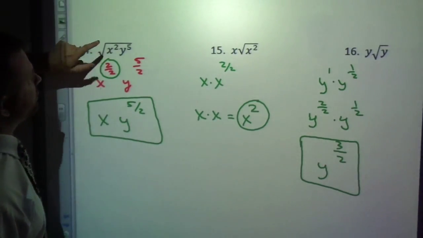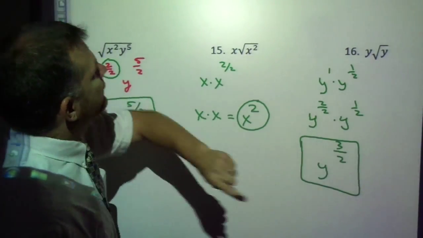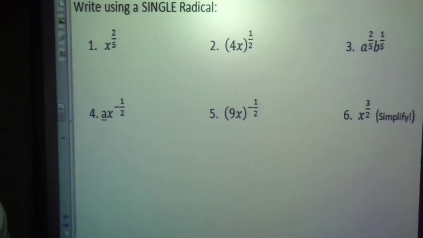So this was all starting with a radical, writing answers with exponents. The next section is reversed. We start with an exponent and write with a radical.